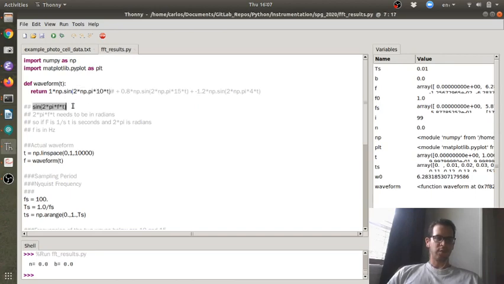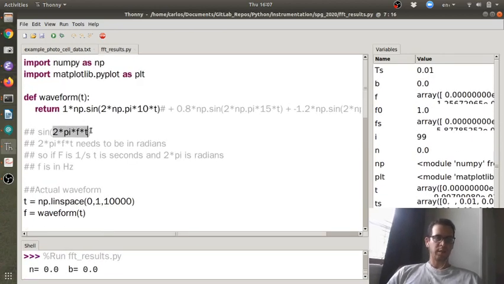Now, if you look at sine of 2 pi 10, this 10 here is actually f, the frequency. The reason I know that is because of 2 pi times f times t. Sorry, let me see if I can make this bigger. 2 pi times f times t needs to be in radians, because when you do a sine function, the input argument has to be in radians. So 2 pi is in radians, f is in 1 over seconds, which is hertz or frequency, and t is in seconds, right? And so f times t cancels out and you just get radians.